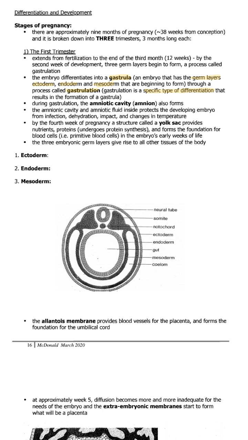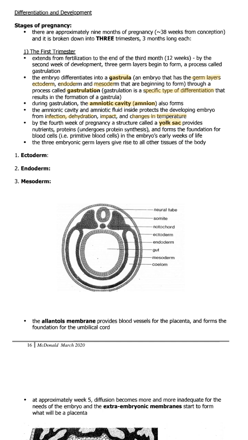So during gastrulation, the other structure that forms is an amniotic cavity, or the amnion. The amniotic cavity and the fluid is sort of like the water balloon that the embryo is going to grow inside of, protecting the embryo from infection, dehydration, impact, changes in temperature. By about the 4th week of pregnancy, a yolk sac develops that will provide proteins and some foundation for blood cells for the embryo's early weeks of life before its circulatory system forms.